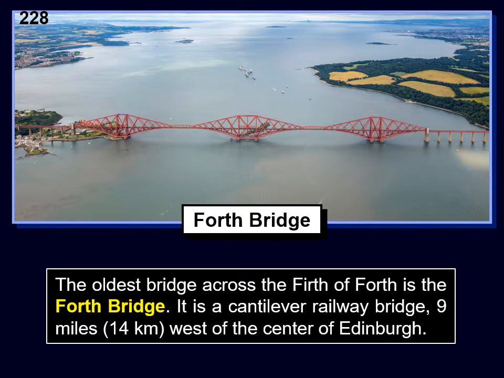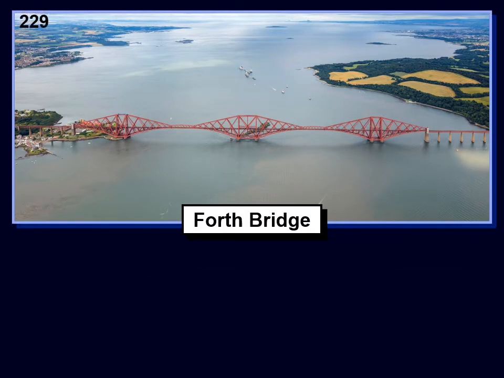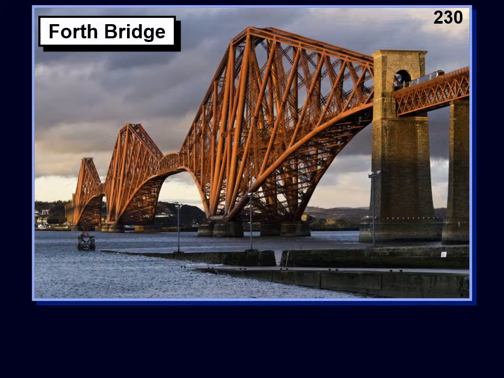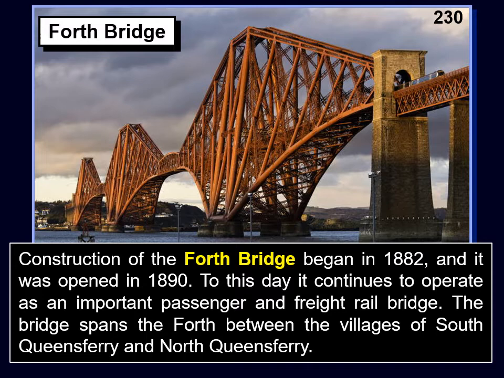It is a cantilever railway bridge, 9 miles, 14 kilometers, west of the centre of Edinburgh. The Forth Bridge is considered a symbol of Scotland, having been voted Scotland's greatest man-made wonder, and it is also a UNESCO World Heritage Site. It is sometimes referred to as the Forth Rail Bridge, to distinguish it from the adjacent Forth Road Bridge. Construction of the Forth Bridge began in 1882, and it was opened in 1890. To this day it continues to operate as an important passenger and freight rail bridge. The bridge spans the Forth between the villages of South Queensferry and North Queensferry.